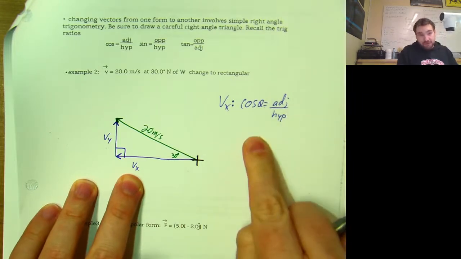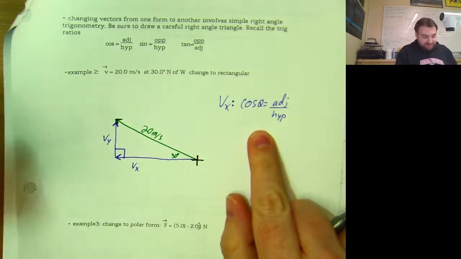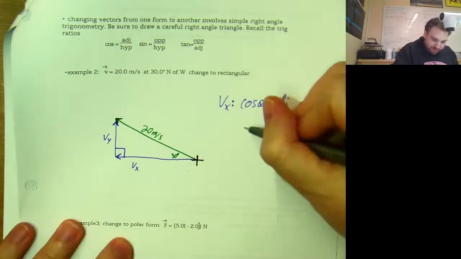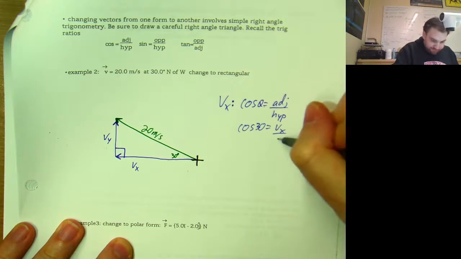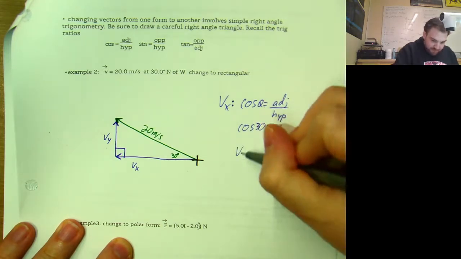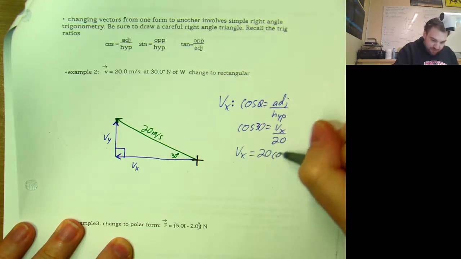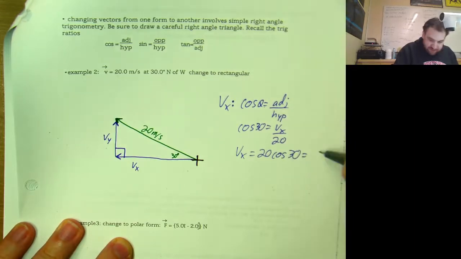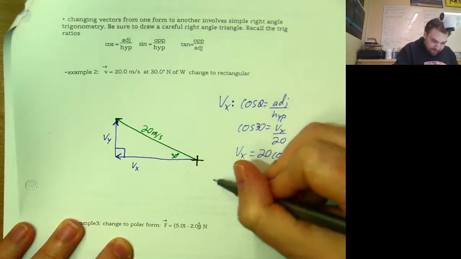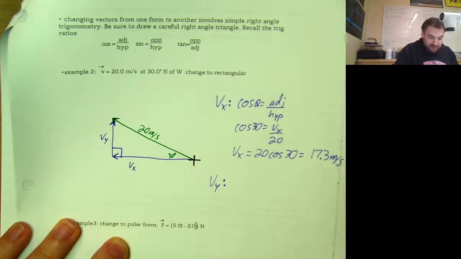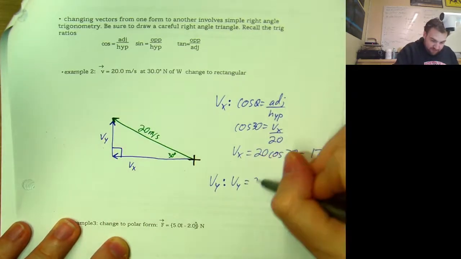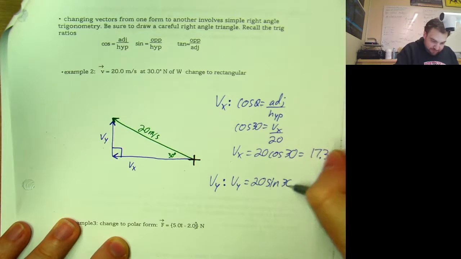I am not going to write it out this way every time. I'll show you once, and then we'll start doing it short form. So this is cos 30 equals Vx over 20. Vx equals 20 cos 30. So that's 17.3 meters per second. And Vy, the same thing, but we're going to use sine because it's opposite that angle. So Vy is going to equal 20 sine 30, which is 10 meters per second.